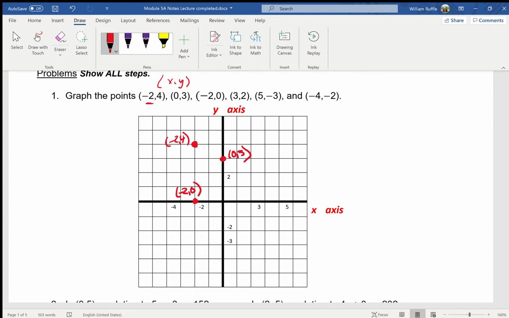If I plot 3, 2, I go over 3, 1, 2, 3, then I go up 2. There's 3, comma 2. If I do 5, -3, that means I have to go over to where x is 5. 1, 2, 3, 4, 5, and then down 3. 1, 2, 3. There's 5, -3. And the last one, -4, -2. So I go backwards 4 to get to 1, 2, 3, 4, where x is -4, then I go down 2, plot that. That's -4, -2. There'll be a couple questions where you just have to label some points.